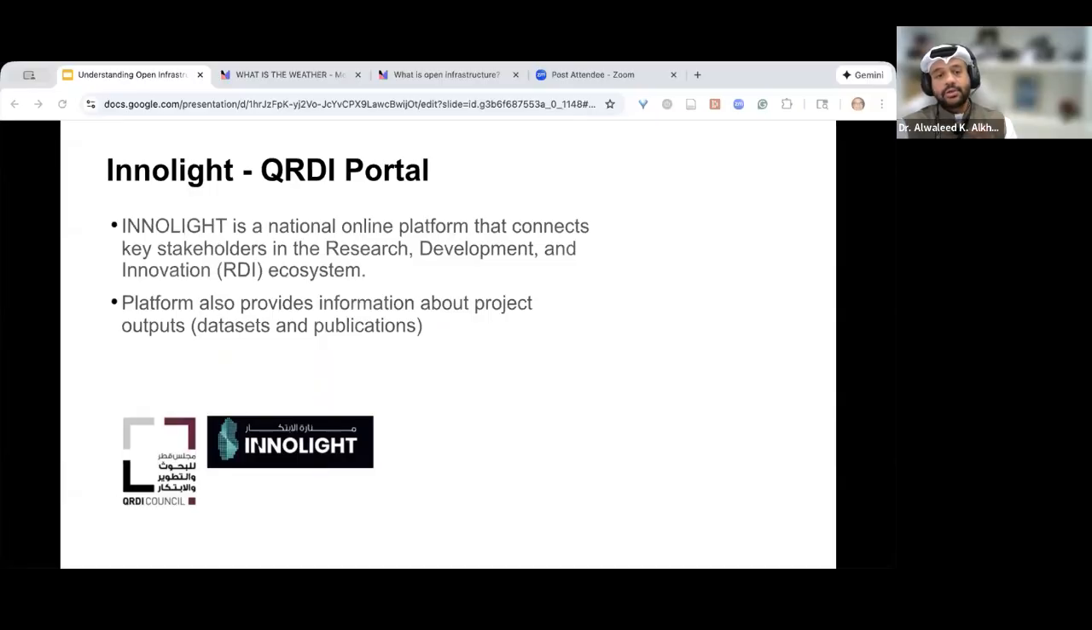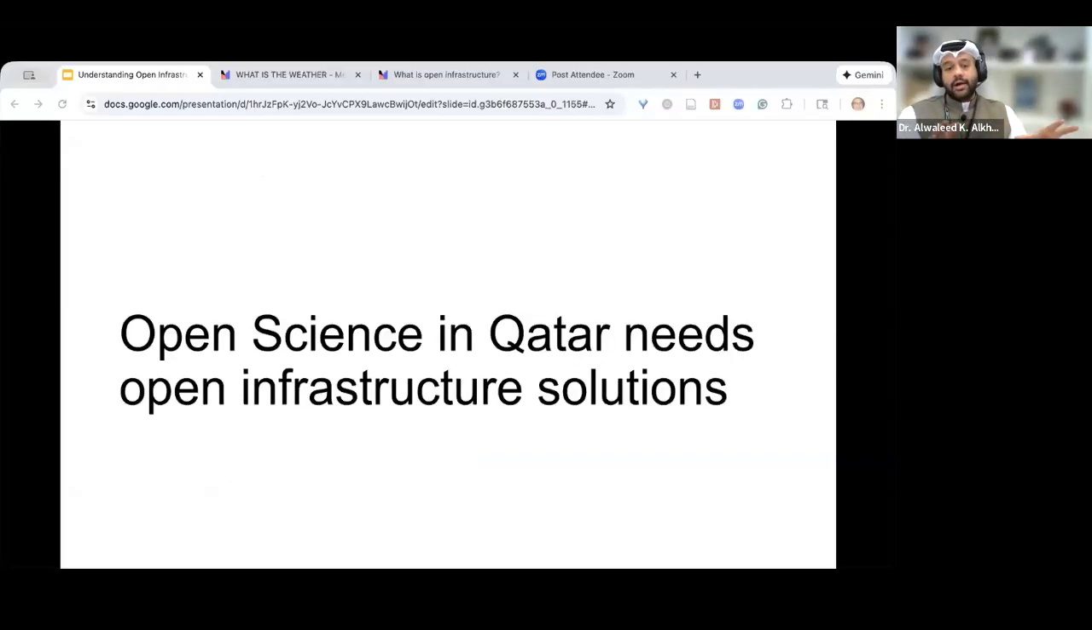So what I want to say, using QNL just as a use case and as an example, is that open science in Qatar needs open infrastructure solutions, whether it's libraries like Ask QNL, the open access funding, the different repositories that we have, Qatar University repositories, the publishers, or even the research funders. We all rely on different infrastructure, different tools, different platforms, different services. And the question that I want you to think about today is, what if we don't have any of those?